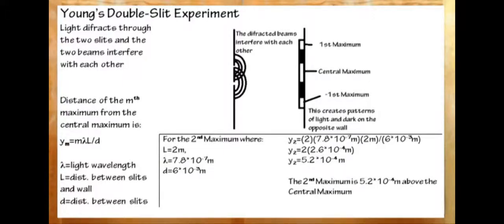You can calculate where these maximums are relative to the central maximum using the equation y sub m, the distance from the central maximum of the mth maximum, is equivalent to m times lambda, the wavelength of light, times L, the distance between your barrier and the wall, divided by d, the distance between the two slits.